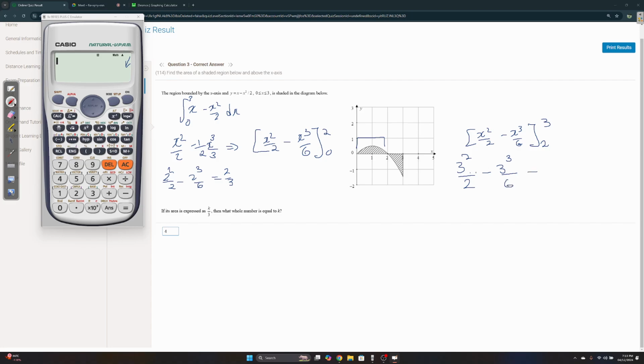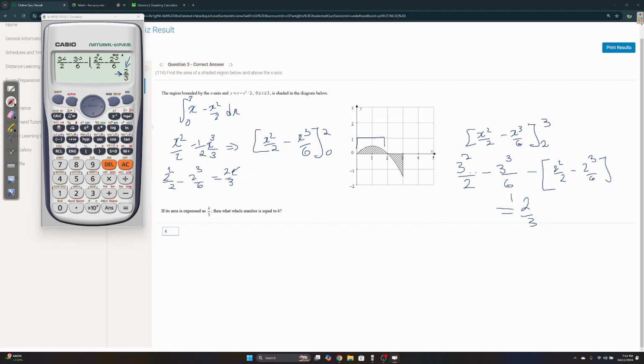Substitute the 3. Now, minus, open bracket, and substitute 2. Remember, when you have bounds, you're subtracting both bounds. Okay, so 3 squared over 2 minus 3 cubed over 6 minus, open the bracket, 2 squared over 2 minus 2 cubed over 6. You get minus 2 over 3. Remember, you get a negative. What do we do to it? We make it positive. Okay, so 2 over 3.